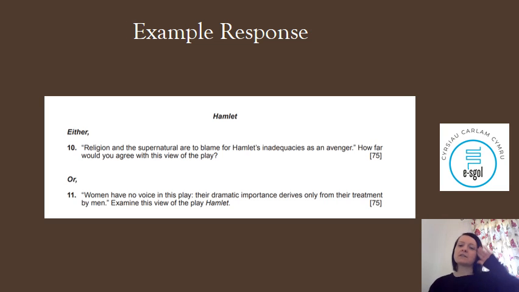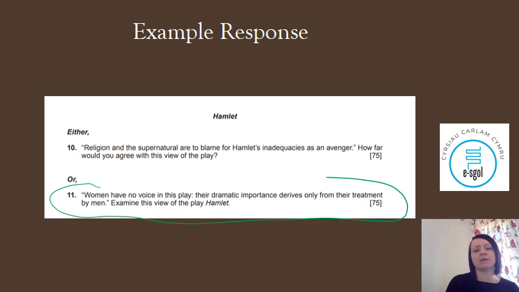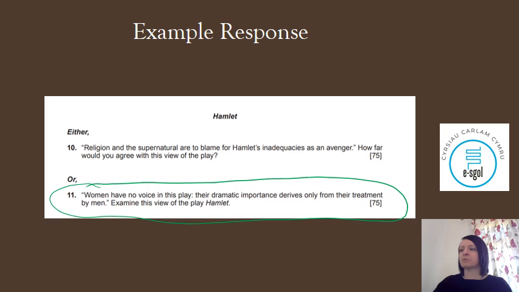So here you've got, again, those same questions. We're going to be looking at this one in a little bit more depth. We're going to look at an example answer, and we're going to look at the feedback that this particular answer has. Again, whether you're studying Hamlet or Lear or whatever, the same skills are what you can apply.